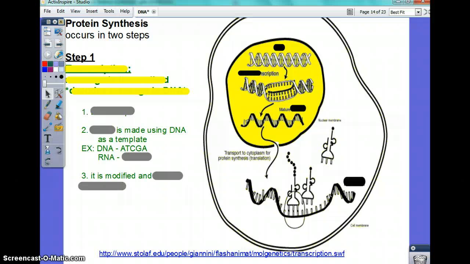So, step 1 of protein synthesis is called transcription. What does that word mean to you? Maybe to write something or to transfer a message. Good. It has to do with messaging. Have you ever seen a court reporter typing in court and she keeps typing and typing and typing?